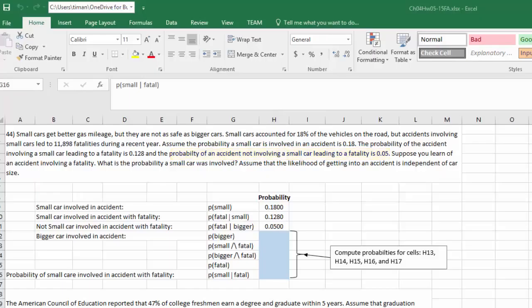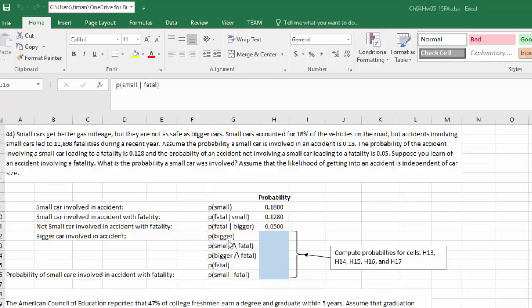Suppose you learn of an accident involving a fatality. What is the probability a small car was involved? Assume that the likelihood of getting into an accident is independent of car size. So let's take a look at the probabilities here. Again, as we mentioned, the probability of a small car being involved in an accident is 0.18. The probability of a fatal crash given the car is small is 0.128. And the probability of a fatal accident given the vehicle is bigger is 0.05.